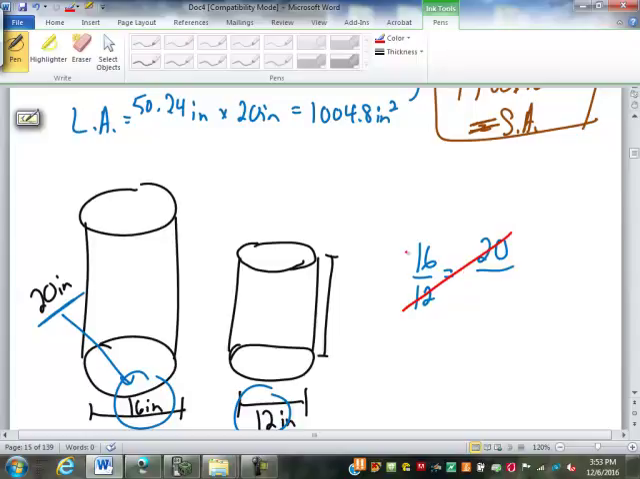12 times 20 is 240. Divided by 16 is 15. The height is 15 inches. Let's cross multiply and divide in the proportion.